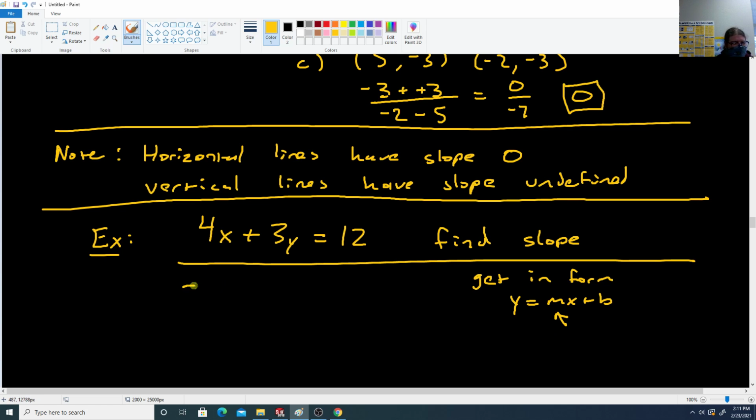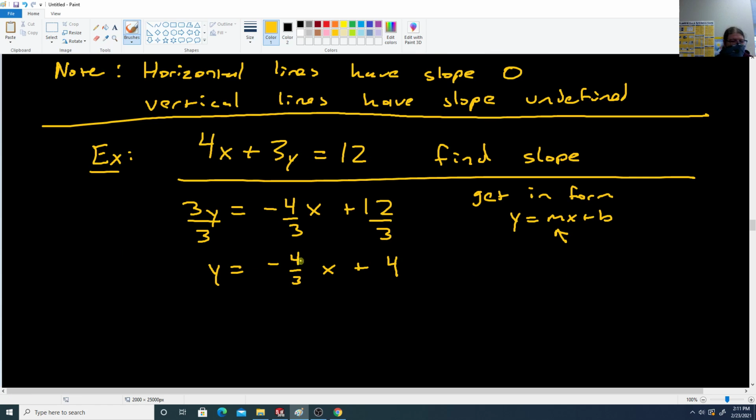So to solve this for y, I'm going to subtract the 4x term across. So I get 3y equals, the positive 4x comes over as negative 4x. We divide everybody by 3, so I get y is negative 4/3 x plus 12 divided by 3 is 4. And then this is y equals mx plus b format. So this number here is sitting where the m would be. This is the slope, the number sitting in front of x.